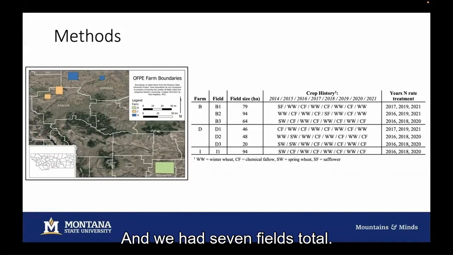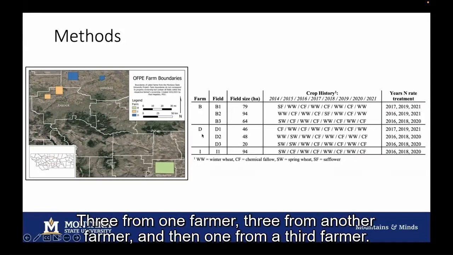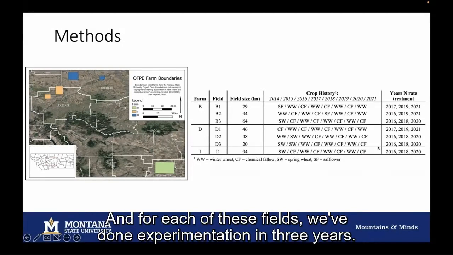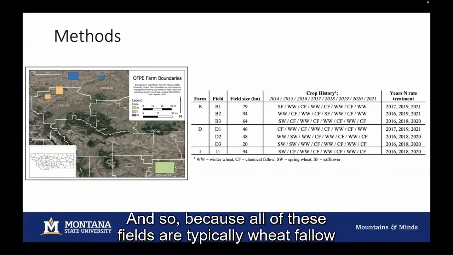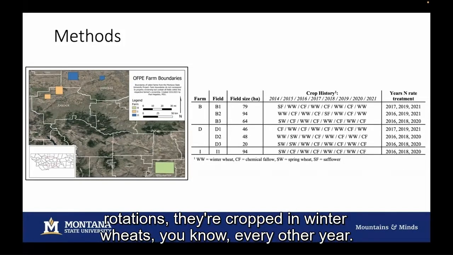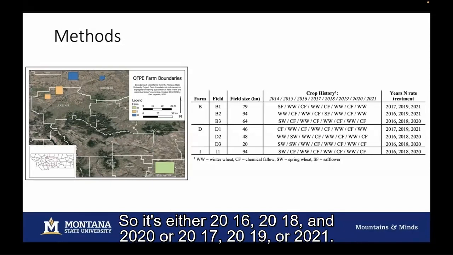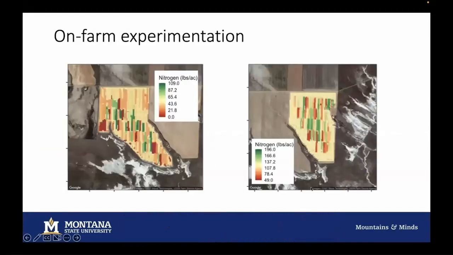And we had 7 fields total, 3 from one farmer, 3 from another farmer, and then 1 from a third farmer. And for each of these fields, we've done experimentation in 3 years. Because all of these fields are typically wheat fallow rotations, they're cropped in winter wheat every other year. So it's either 2016, 2018, and 2020, or 2017, 2019, and 2021.